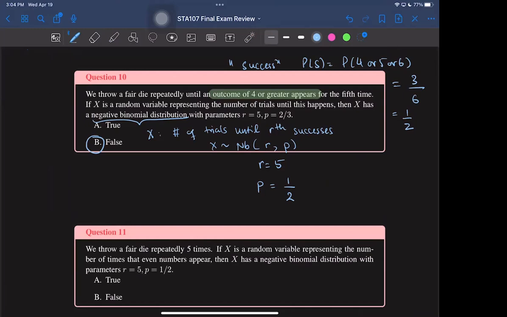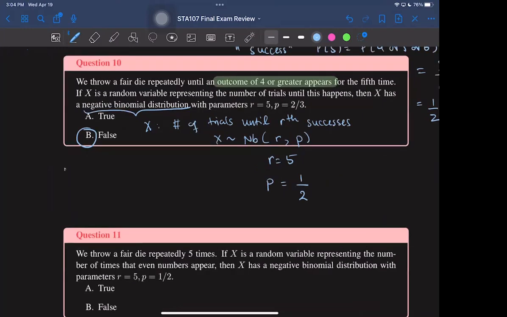The range of this distribution would have to be 5 to infinity, right? Yes, because you want 5 successes, so you have to do the experiment at least 5 times. So the range for X would be 5, 6, 7 up to infinity.